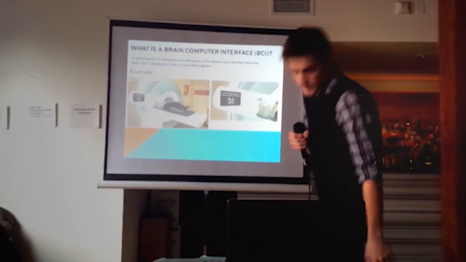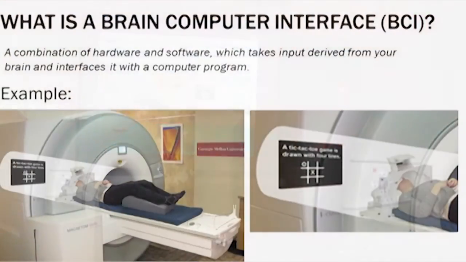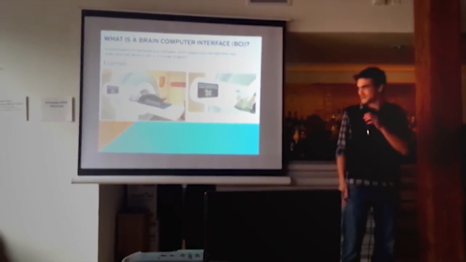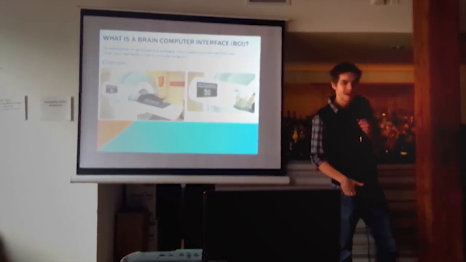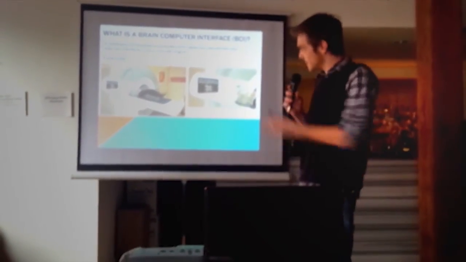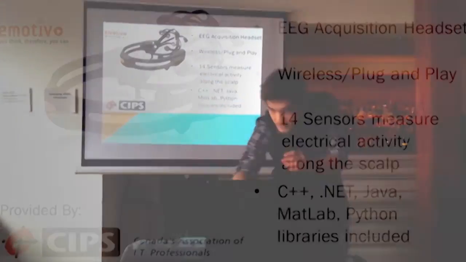So, number one, what is a brain-computer interface, or BCI? Well, a BCI is any combination of hardware and software that uses your brain for input into a computer program. As you can see here, we have a very expensive fMRI machine that somebody has rigged up to play tic-tac-toe. So things like that, essentially. An fMRI machine is one way to get input out of a brain, and another way is this.